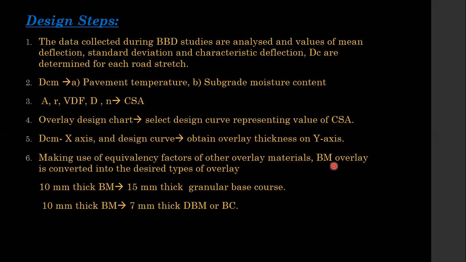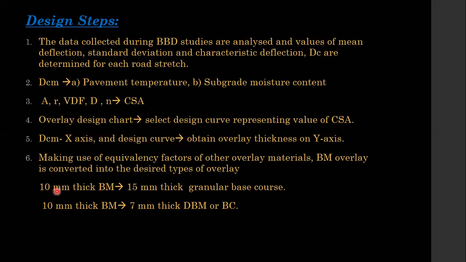That means bituminous macadam overlay is converted into desired types of overlay. These are some of the norms. You are converting this thickness using an equivalency factor. If 10 thickness of bituminous macadam was obtained, it will be equal to 15 thickness of granular base, or 10 thickness of bituminous macadam will be equal to 7 thickness of BC. That means just a conversion factor, just like conversion of dollars to rupees.